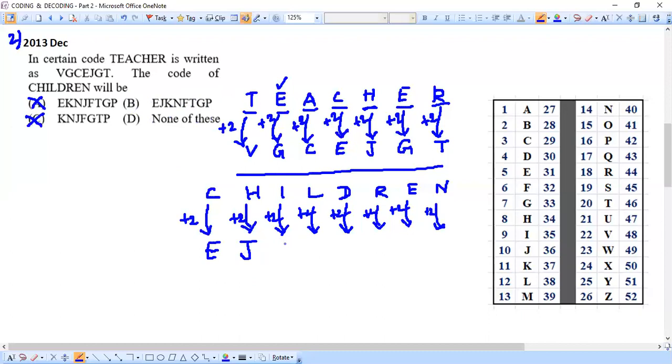Next, third letter we have I. I +2 we need to move. I is at the 9th position, and 9 + 2 will give us 11. 11 corresponds to K. Yes. Next, L we have, L +2 we need to do. L is already at the 12th position. So 12 + 2 will give us 14. 14 means it is N. Yeah, we are nearing the answer. Next, we have D. D is 4. 4 + 2 will give us 6. 6 will be F.